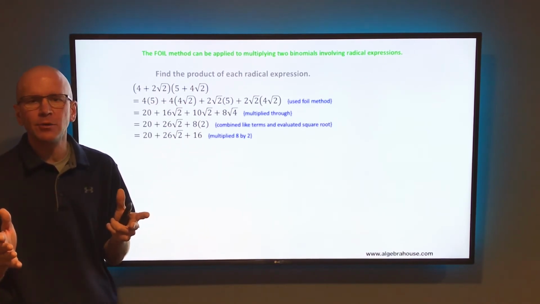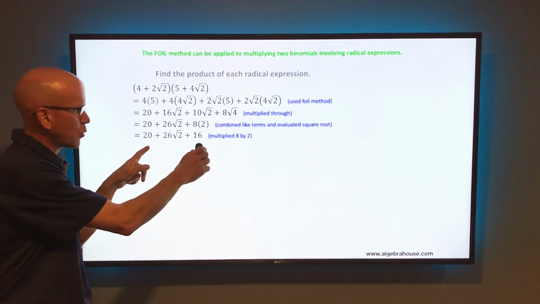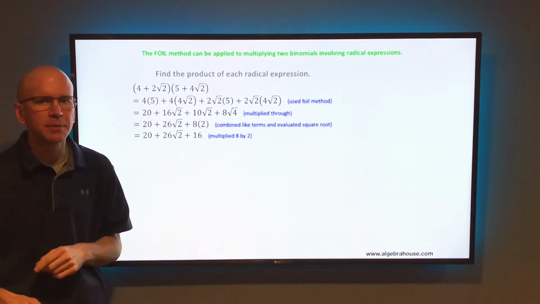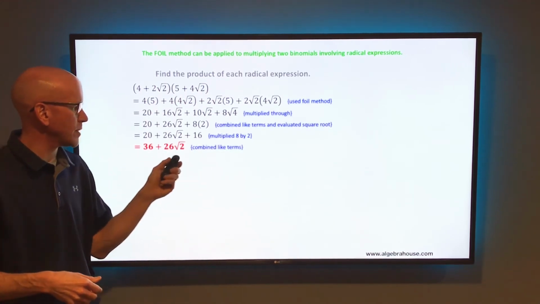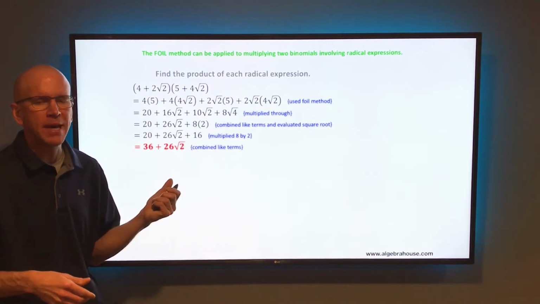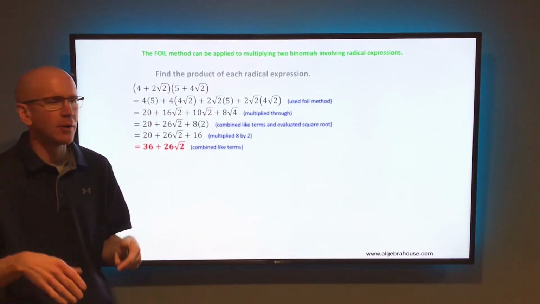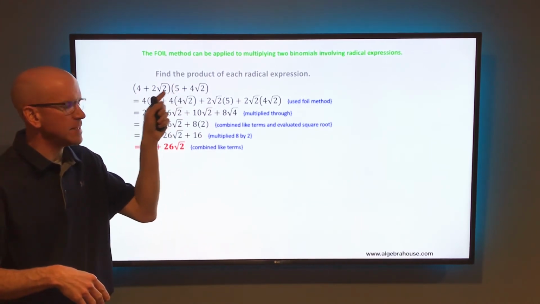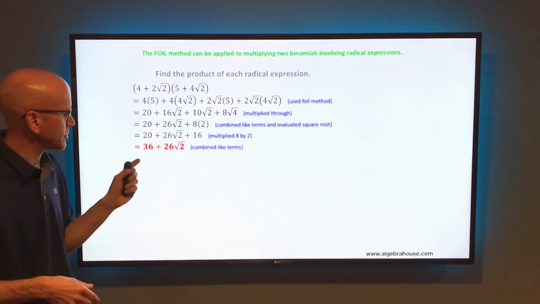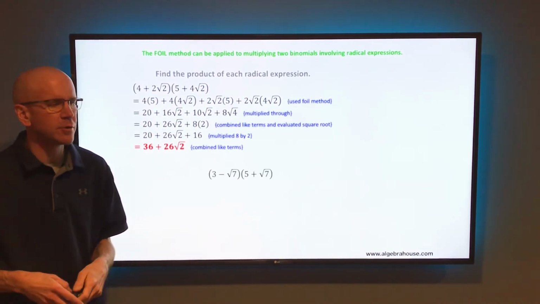Look for any like terms that you can combine. You got 20 and 16. Those are definitely like terms. Combine those. That is 36 plus 26 times the square root of 2. That is completely simplified. That's as far as you can go. So that's what you get when you multiply these two binomials involving radical signs. 36 plus 26 times the square root of 2.